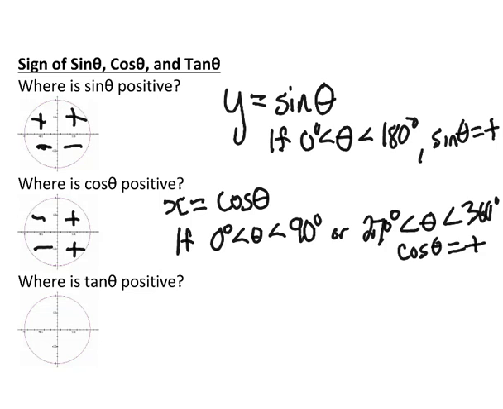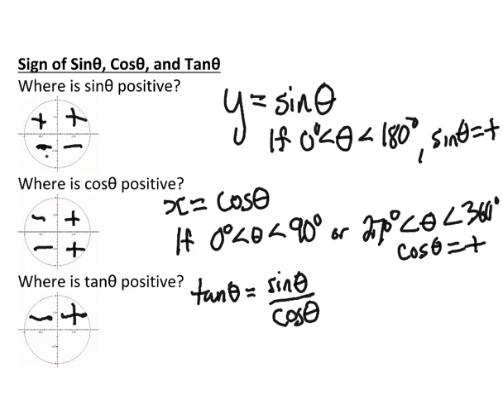And last but not least, tan. For tan, what you have to remember is that tan of theta is sine of theta divided by cos of theta. If I look in quadrant 1, sine of theta is positive, cos of theta is also positive, so positive divided by a positive makes a positive. Tan will be positive there. If I go over to quadrant 2, sine of theta is positive, but cos of theta is negative. A positive number divided by a negative number will always be negative, so tan must be negative there.